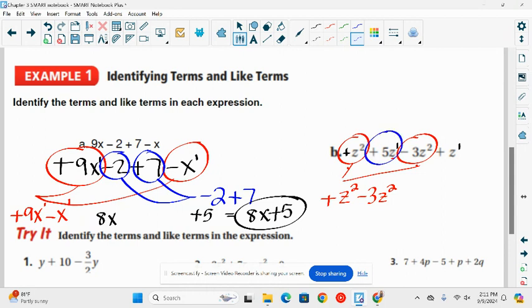Now I have z to the first power. Do I have any more z's to the first power? Yes. Okay? The very last one, right? Yes. Those things can go together. So I've got plus 5z to the first power plus z to the first power.